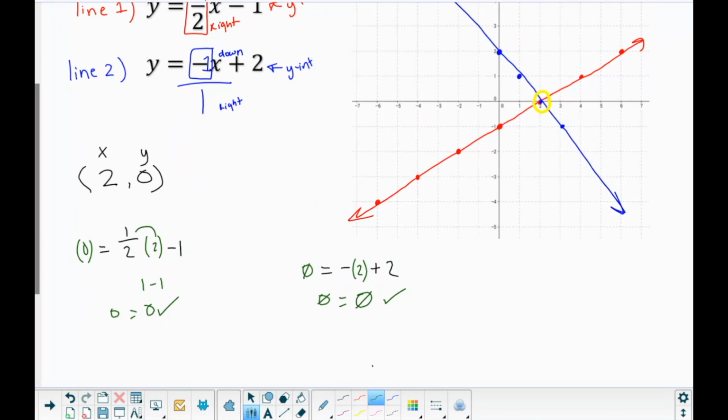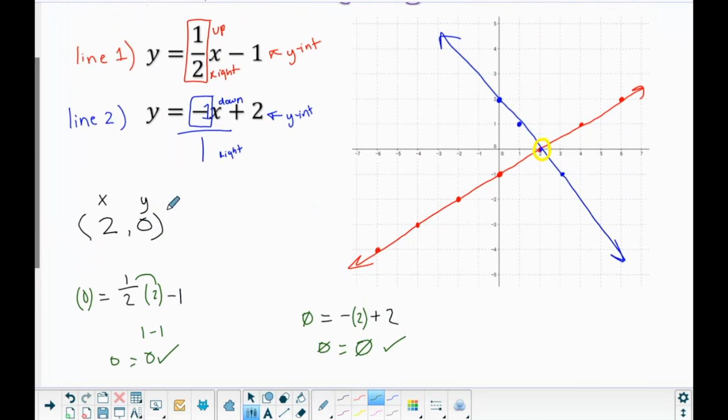So if you got a multiple choice question and you got a list of points, you could always go back. If you forget how to graph, you can always go back and just plug in the points to see which one gives you a true statement for both. It has to give you a true statement for both equations. All right, and that's it for today.